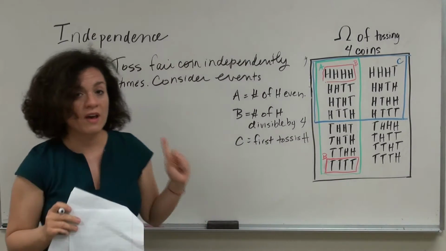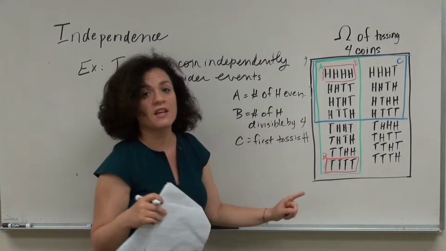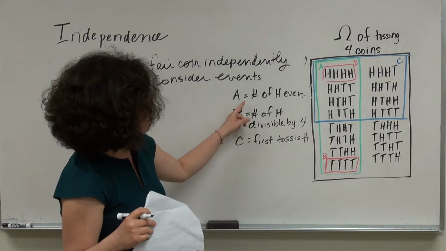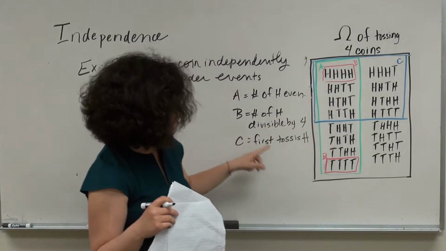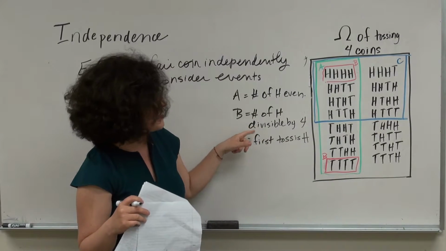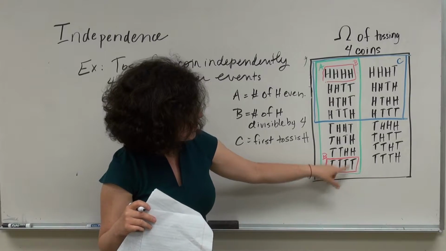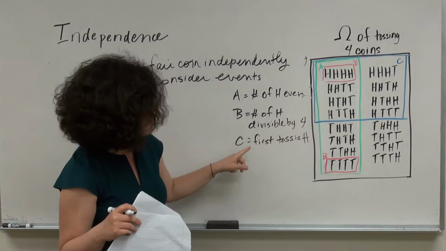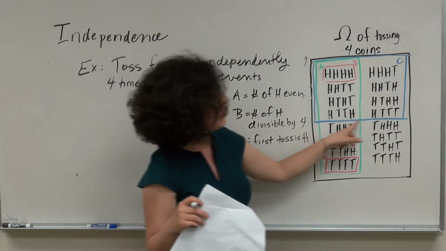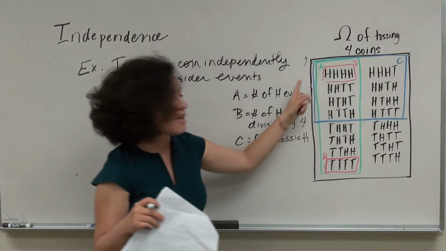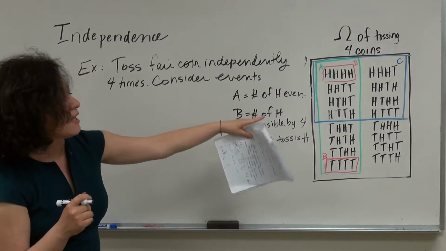Okay, so I've drawn the sample space of tossing 4 coins, and I've highlighted all the events. The event A, the event that the number of heads is even, I've circled in green. The event B, that the number of heads is divisible by 4, I circled those 2 points in red. And then the last event, C, that the first toss is H, I've circled in blue. So now to start, let's figure out what the probability of these events are.